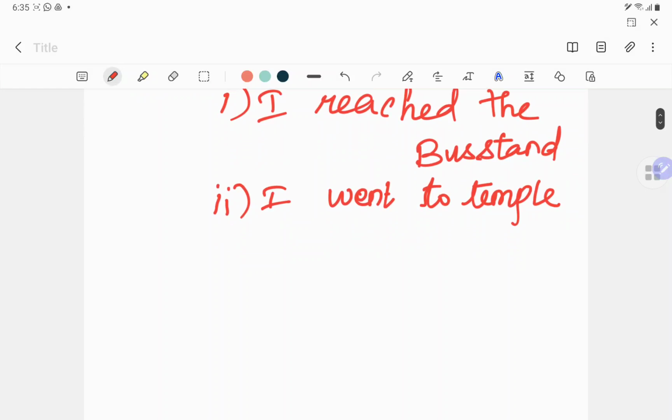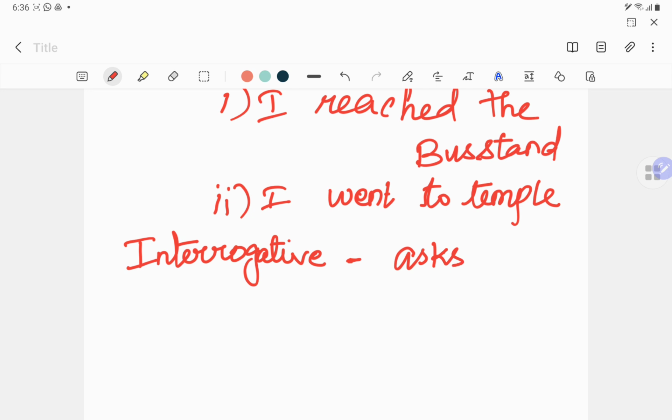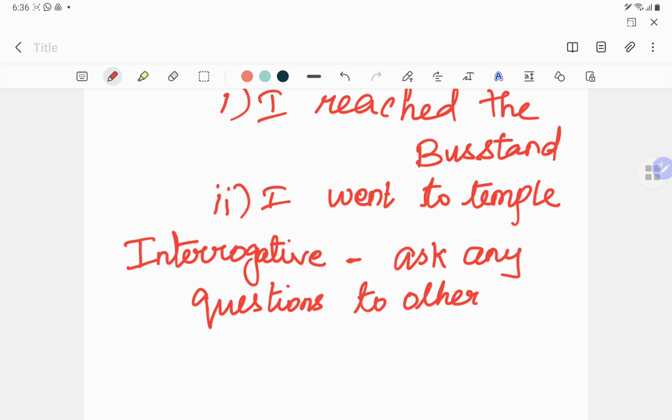And the second one is interrogative. So what do you mean interrogative means? In Tamil you can tell it as a கேள்வி வாக்கியம். So interrogative means கேள்வி வாக்கியம். So it is going to ask something to another one. Okay, so statement gives us information, interrogative asks any question to others.